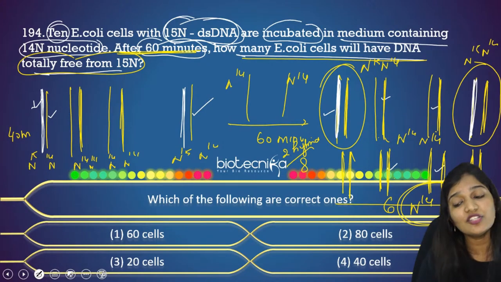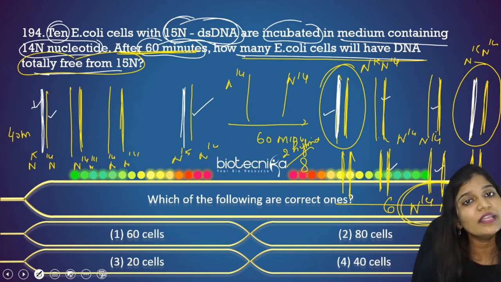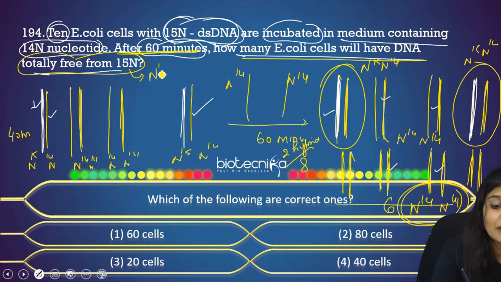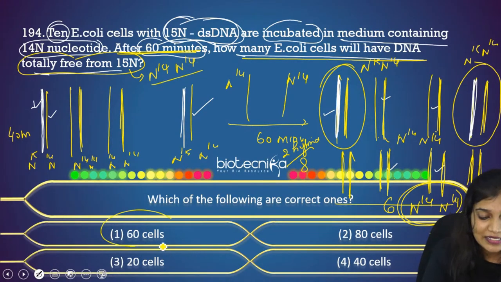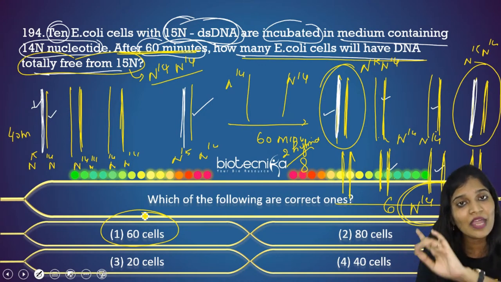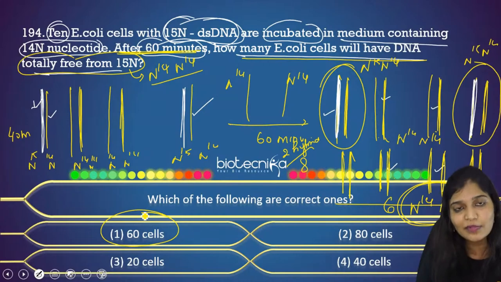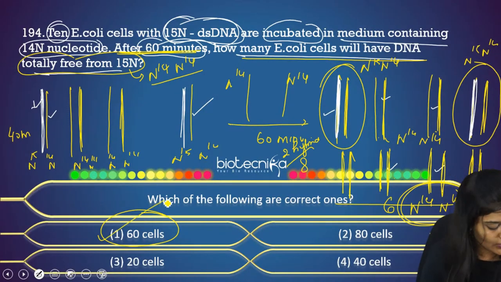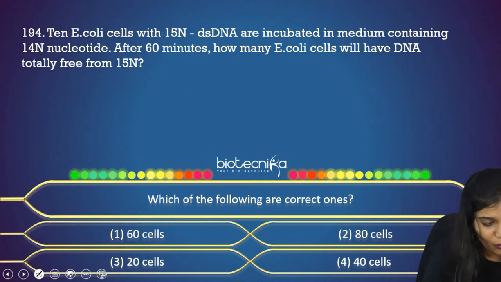If 10 is given, just multiply it by 10. So totally how many cells will have N14, N14 only, which means free from N15 means they're talking about N14, N14. So which is going to be 60 cells. Six cells for one, we are talking. One cell gives 60, six cells, at the end of 60 minutes. So 10 cells will give 60 cells. So the correct answer is going to be option number 1.